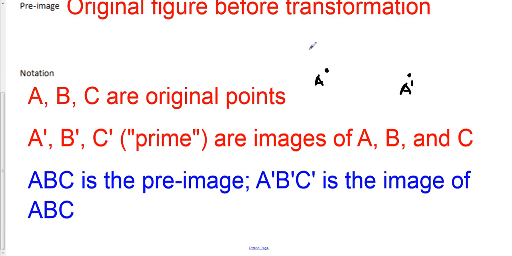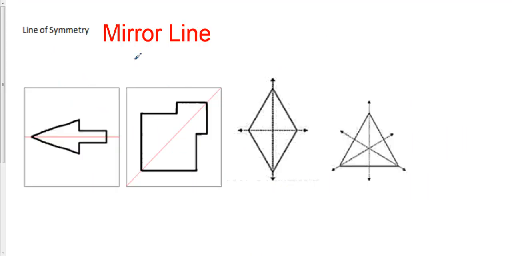So if we had more, let's say A, B, and C, so we make an actual triangle, A to B to C, A prime to B prime to C prime would look something like this. ABC is the pre-image, A prime, B prime, C prime is the image then. So we'd have to put the tick marks on each one. That would be the notation. That's how we say original and new figures.